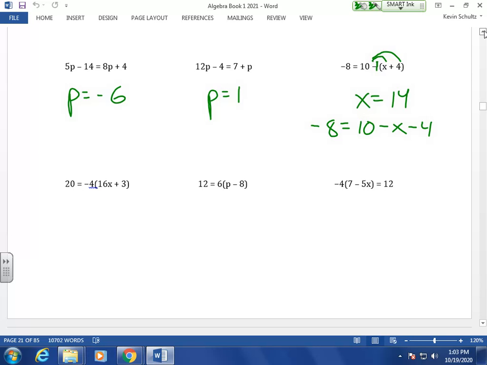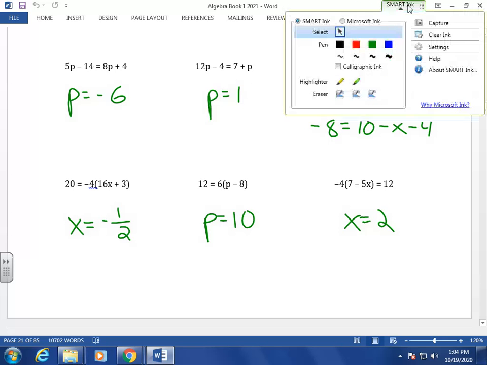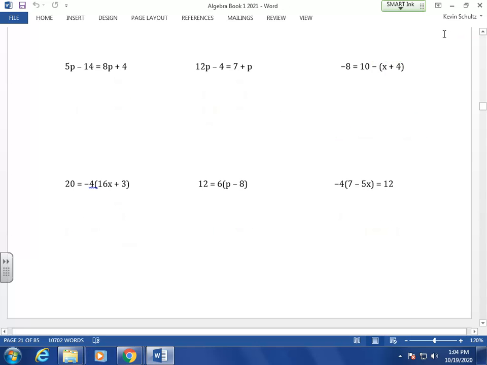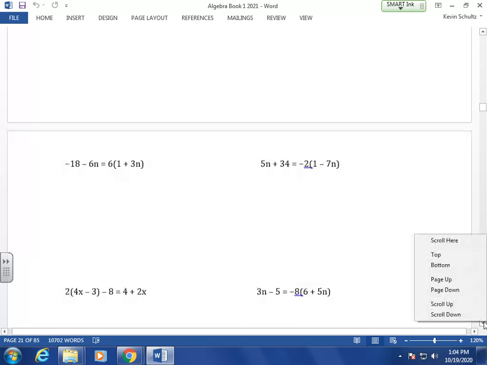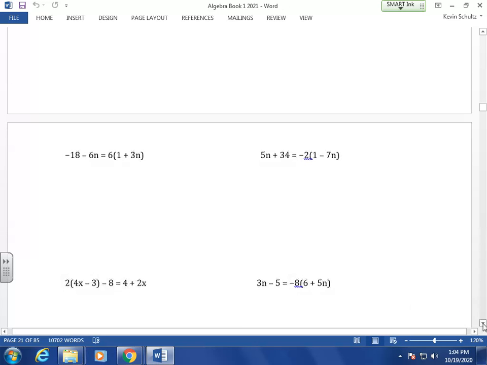All right. And the bottom row, x equals -1/2, or -0.5 is obviously fine. Second one, p is equal to 10. And the last one on this page, x is equal to 2. Anything? Feeling good? All right. Next page. Here's where we get to the multi-step.